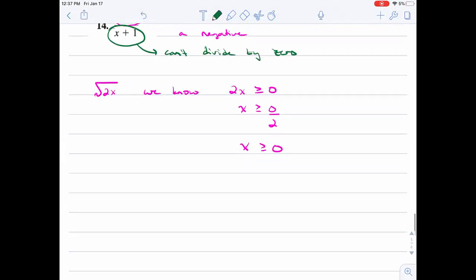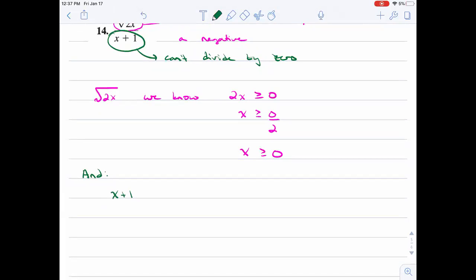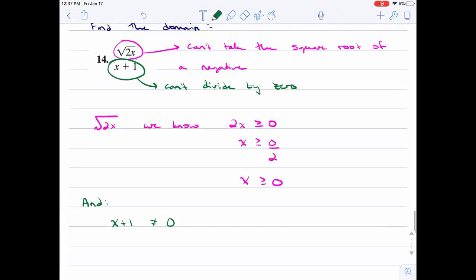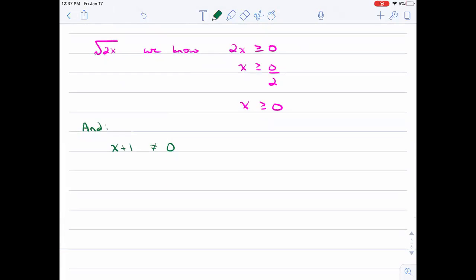But we also have x plus 1 cannot equal 0, right? The rule was we can't divide by 0, which means that x plus 1 cannot equal 0. But the not equal to we can treat as an equal sign, right? And so then we get x cannot be -1, right? Subtracting 1 from both sides.